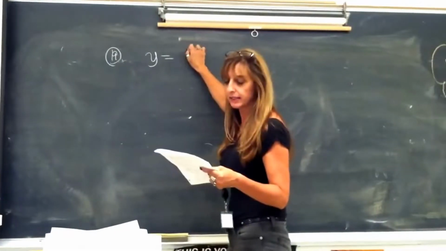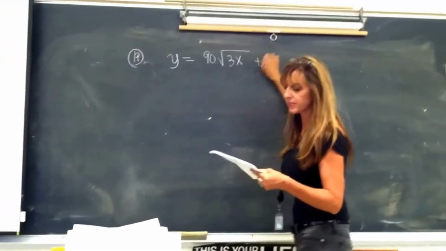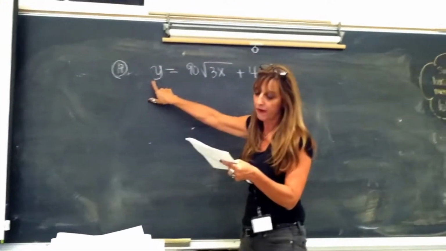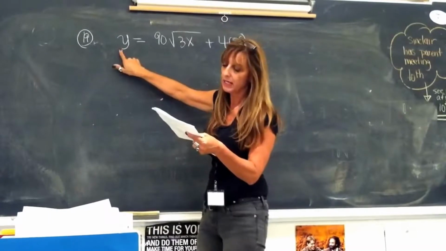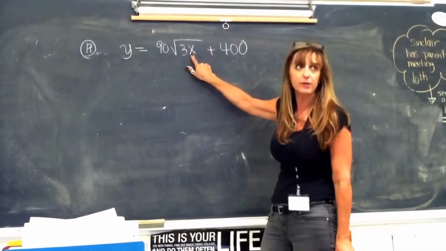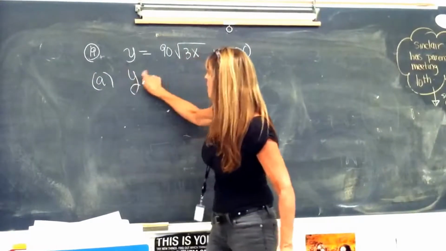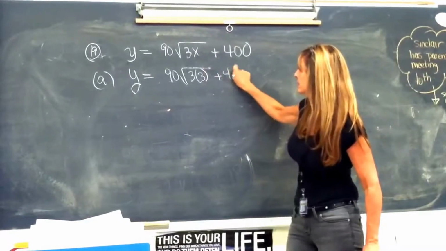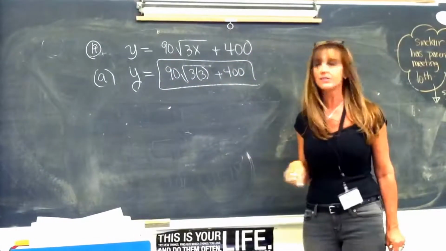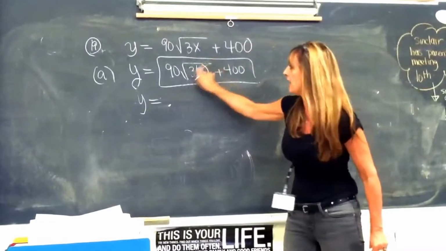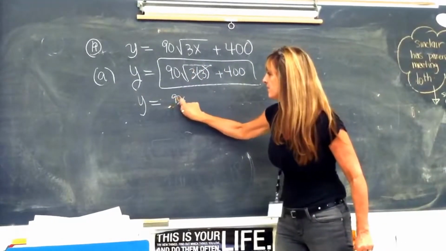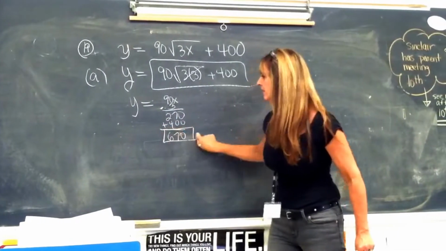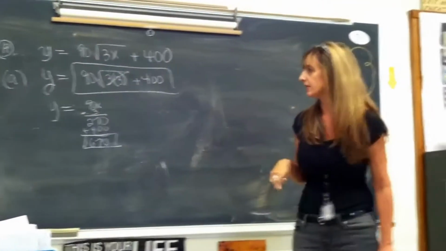Involved in a recycling. 3x plus 400. X is the number of months. And we want to find the number of people, that's this, in 3 months. So we're just plugging a 3 in for part A. We want to find y. Y equals 90 times the square root of 3x plus 400. I'm putting a 3 in for x. So all I have to do is just calculate that. I have the square root of 9, which is 3. 90 times 3, 270, plus 400, 670. You can just type that whole thing into the calculator.